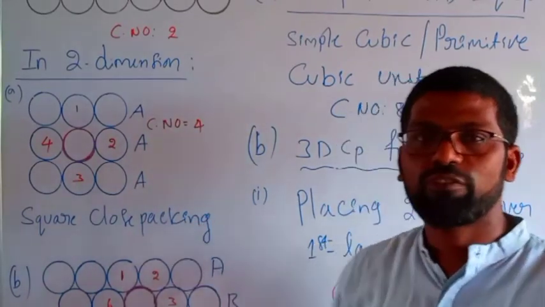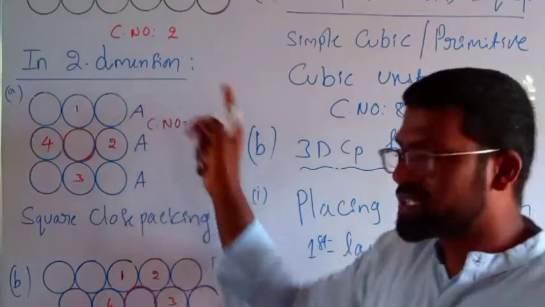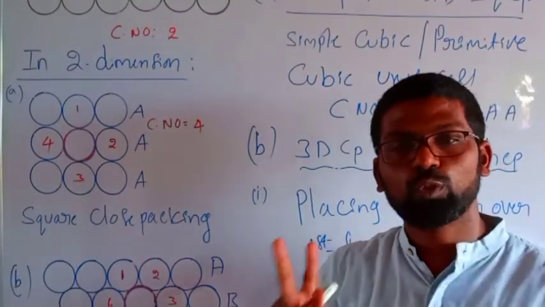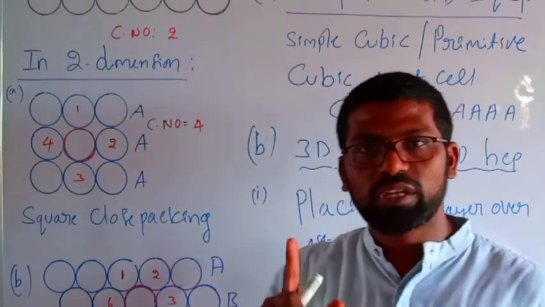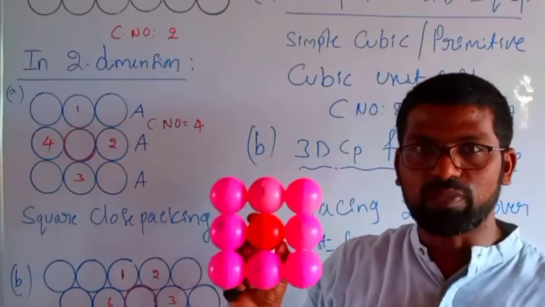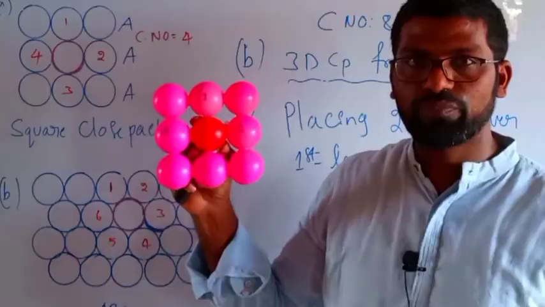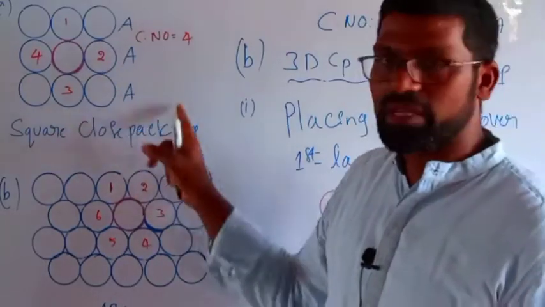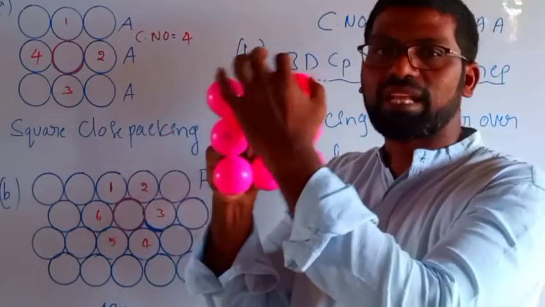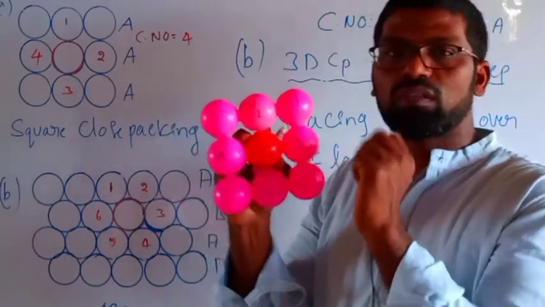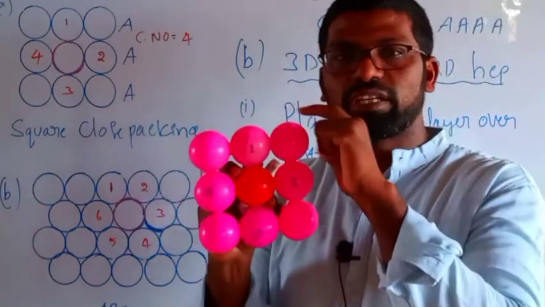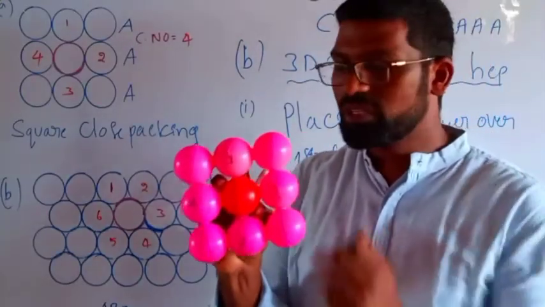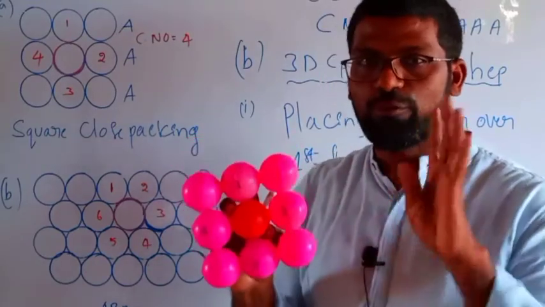Here one small point I forgot to tell you. In the 2-dimensional pattern of arrangement, there are 2 types of possible arrangement. One is square close packing arrangement. This one is square close packing. And the second one is hexagonal close packing. In square close packing, all the spheres are aligned. All the spheres have vertical as well as horizontal alignment. The coordination number of the particle is 4.